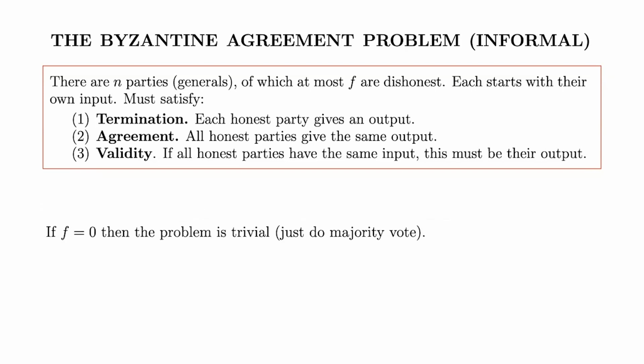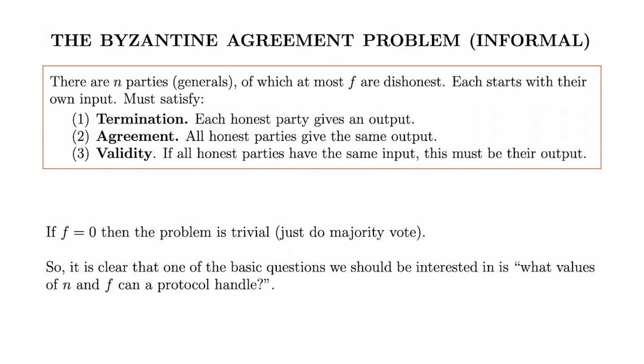Next obvious observation: if F is 0, then the problem is trivial, because in that situation we just do a majority vote. Each general can send their initial opinion to everybody else. Everyone will end up with the same list of opinions, since nobody's lying. Just do a majority vote. If there are ties, break them in some arbitrary prearranged fashion. So if F is 0, then it's trivial.